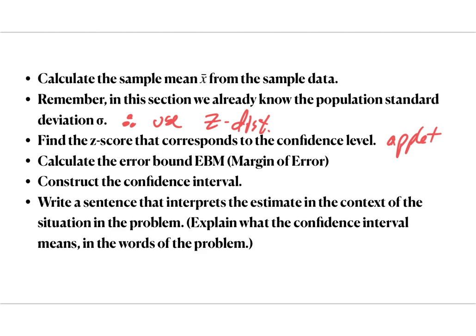Then we calculated what our book calls the EBM, the error bound, which is the margin of error. I forgot the M letter on there. Margin of error is equal to Z times the standard error. Then we constructed the confidence interval. We wrote a sentence that explains that estimate, and that explanation includes context for the question.